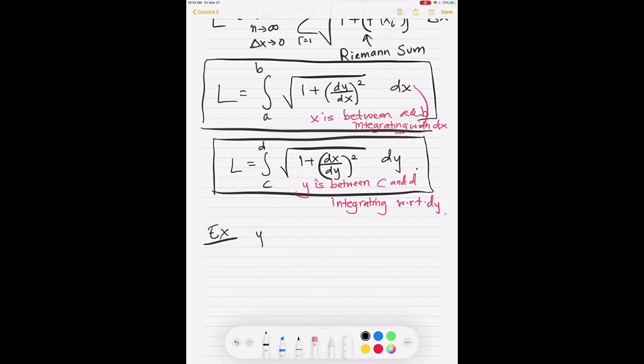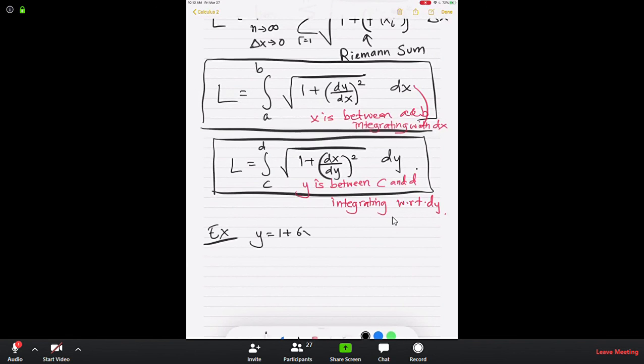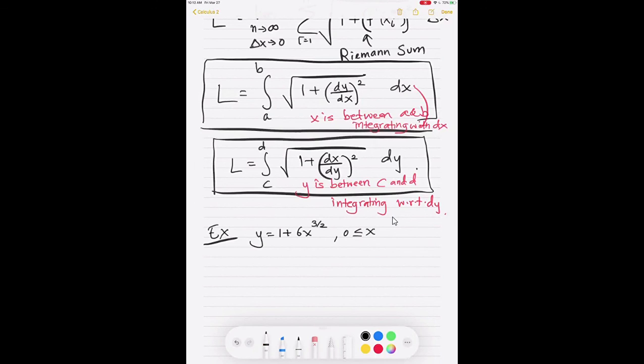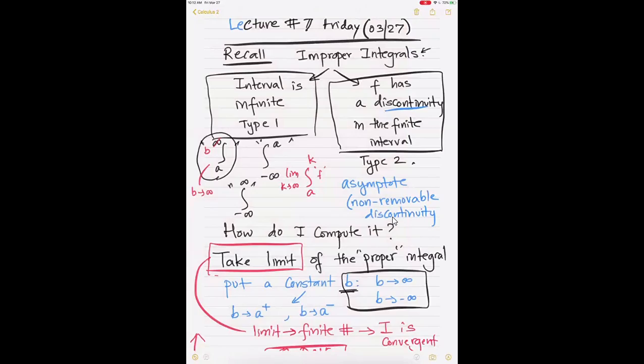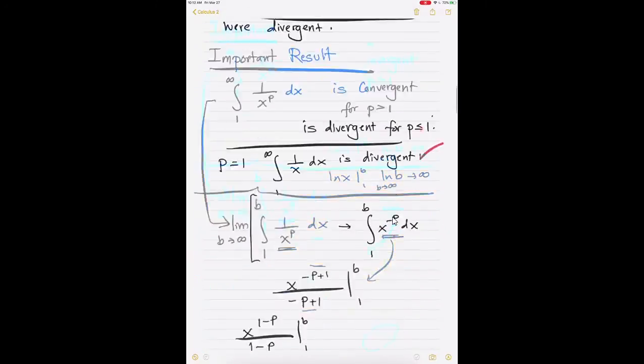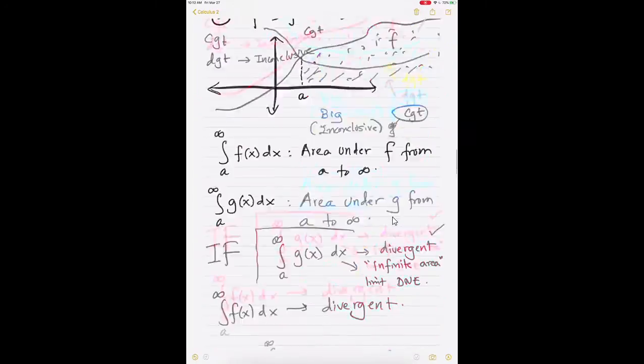So here it is. y equals 1 plus 6x to the 3 halves, with 0 less than x less than or equal to 1. And it says find the length of the curve, obviously from 0 to 1. I don't know about you, but I'll divide the page into two parts for this kind of thing. So here we go.